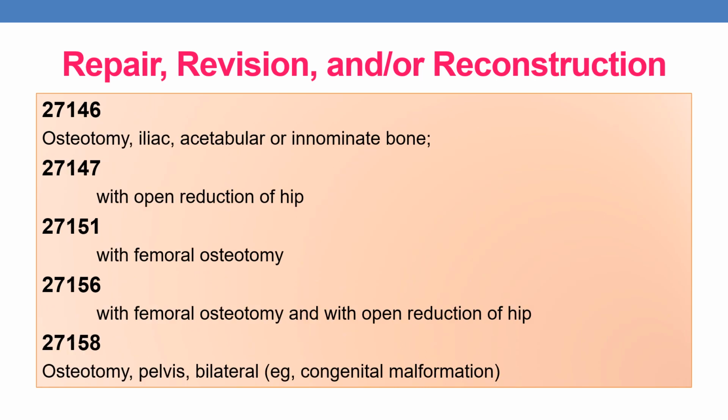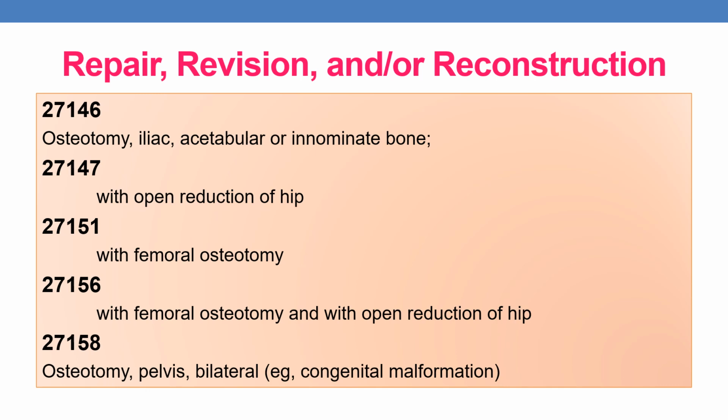The next CPT is 27146. It deals with osteotomy, iliac, acetabular or innominate bone. The next is 27147. It deals with osteotomy, iliac with open hip reduction. The next is 27151. It deals with osteotomy with femoral osteotomy. The next is 27156. It deals with osteotomy with femoral osteotomy and with open hip reduction. The next is 27158. It deals with osteotomy pelvis bilateral.